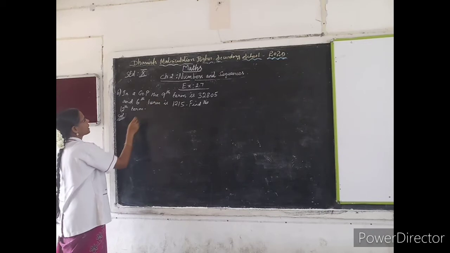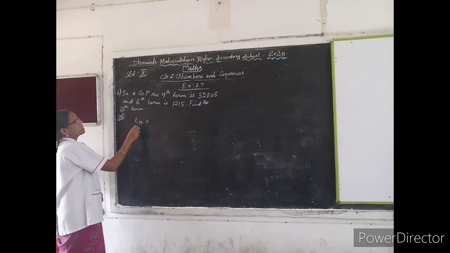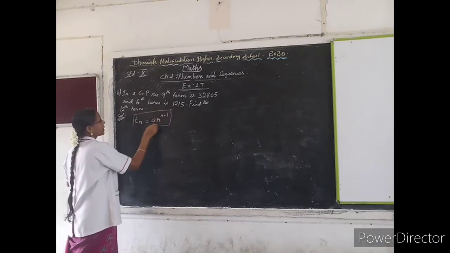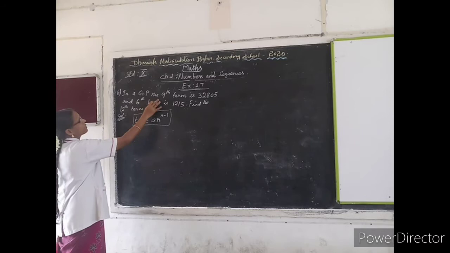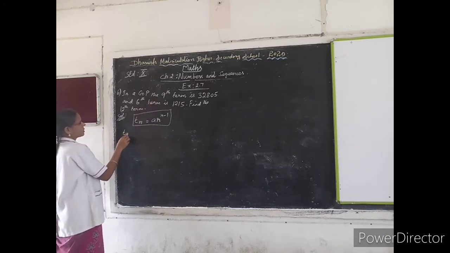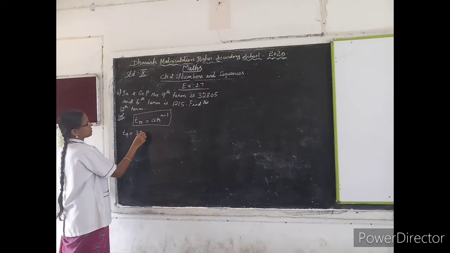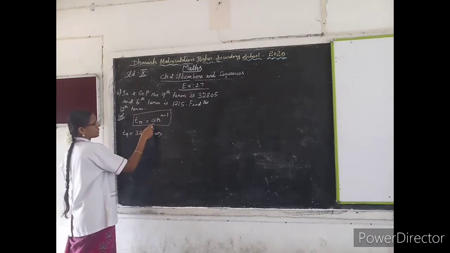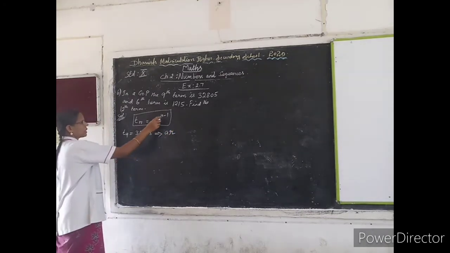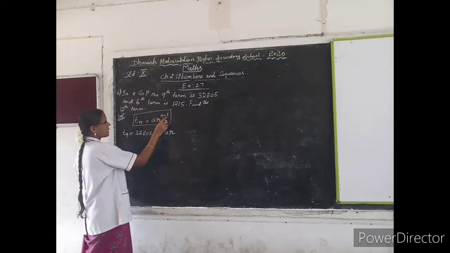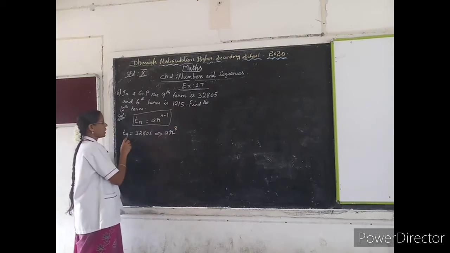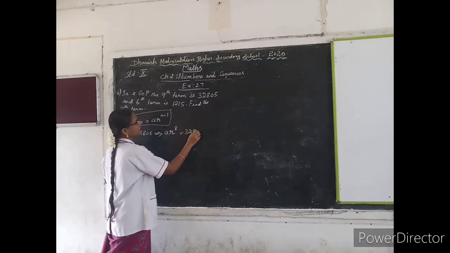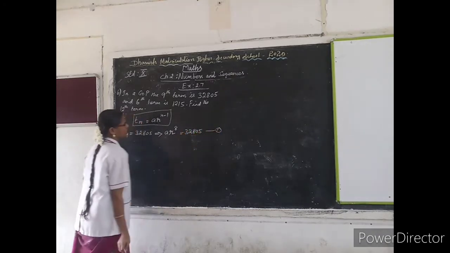What is given? T9. So here the nth term for GP is A r power n minus 1. This is the required formula for this sum. Given one is T9 is equal to 32,805, which implies that T9 is this much. That is A r power n, here n is 9. So 9 minus 1 is 8. So A r power 8 is equal to 32,805. This is our first equation.